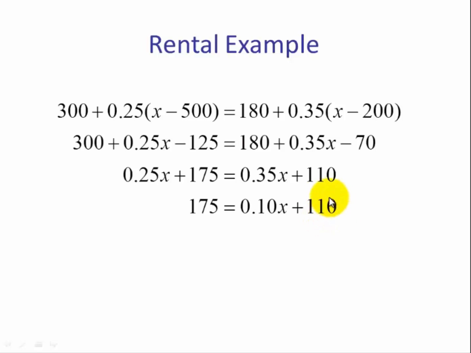Next, we want to subtract 110 from both sides. We get 65 equals 0.10 times x, divide by 0.1, and we get x as 650. So if you drive 650 miles, both plans will cost the same amount.